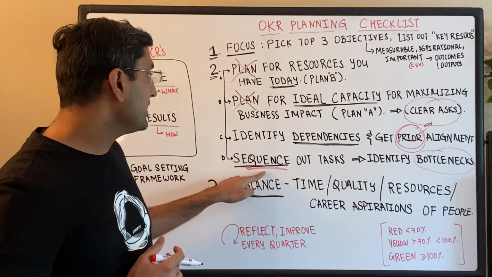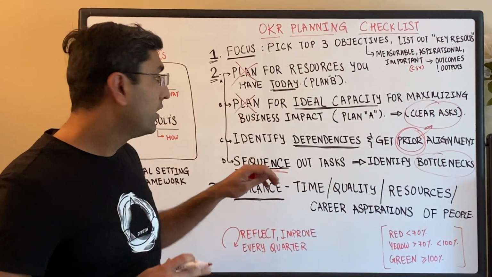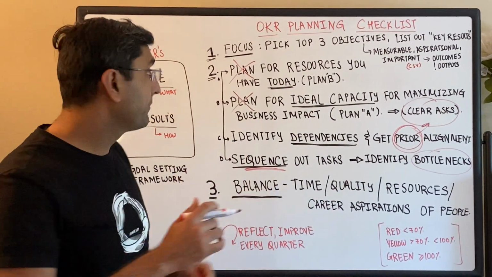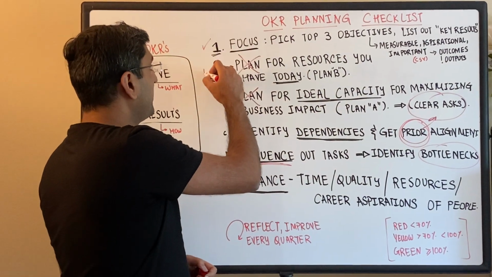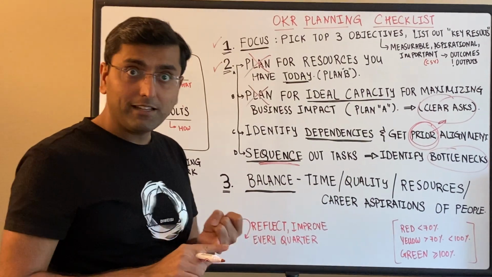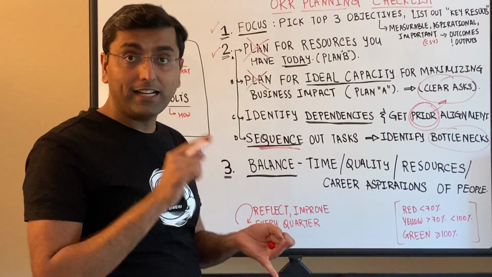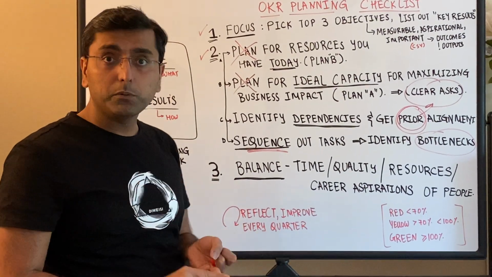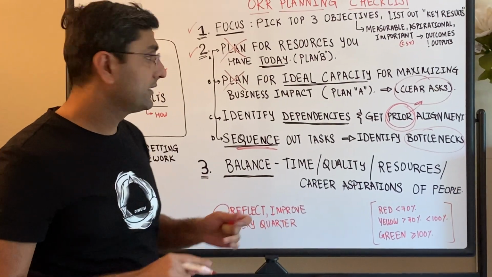So if you don't sequence it out and if you don't lay it out at a high level, your entire plan has no validity. So focus on few things, plan out your ideal capacity, plan out your current capacity, identify dependencies, sequence out your tasks, and find out bottlenecks.